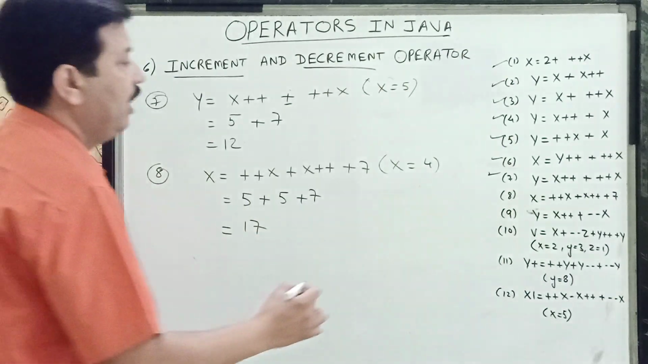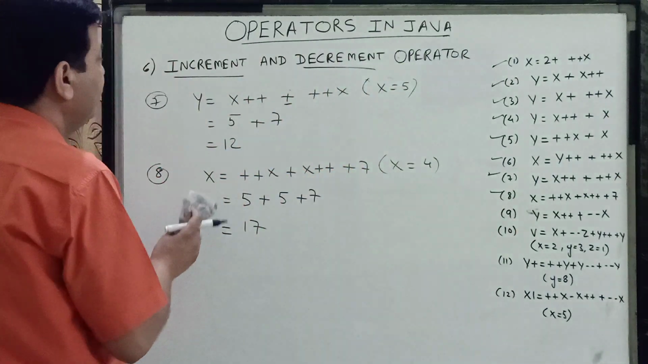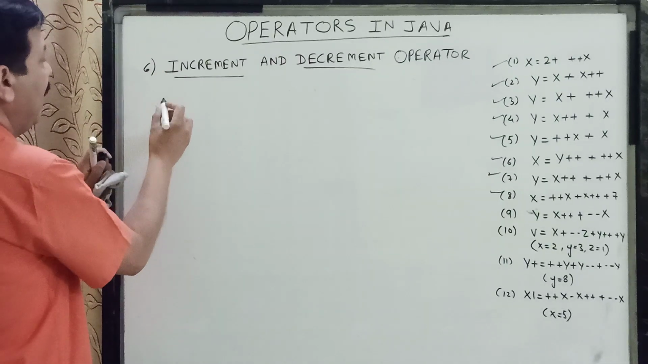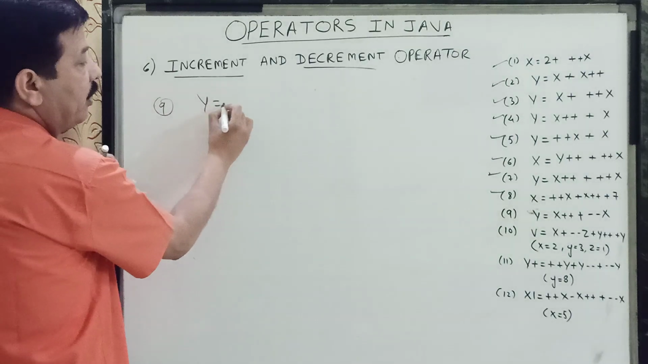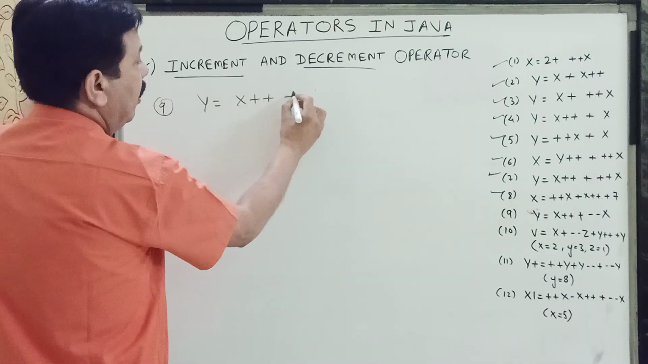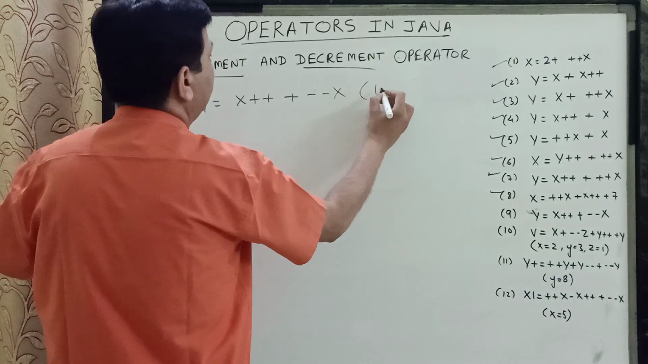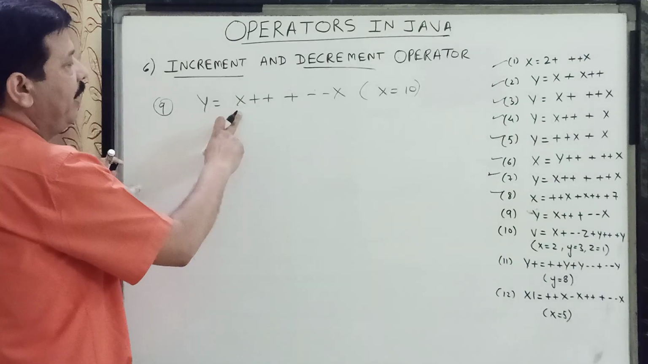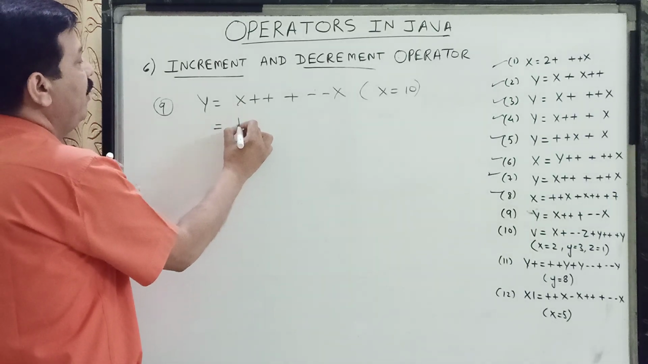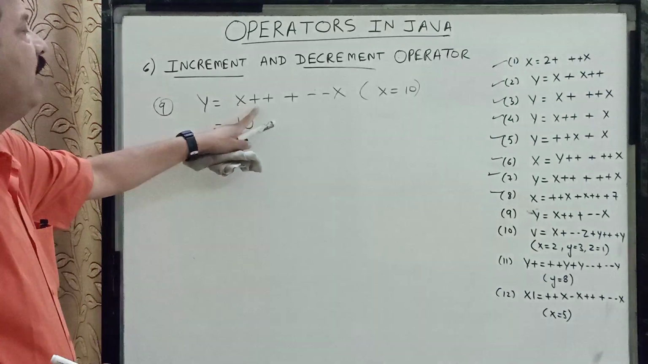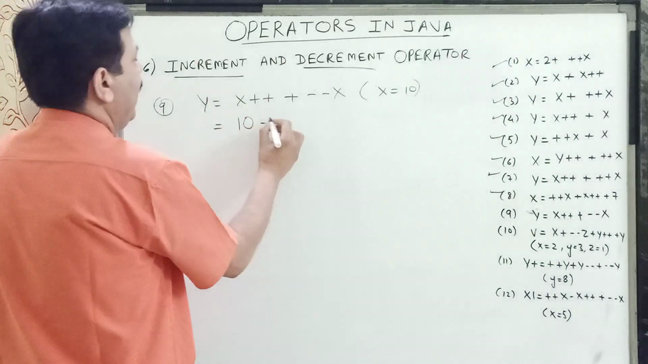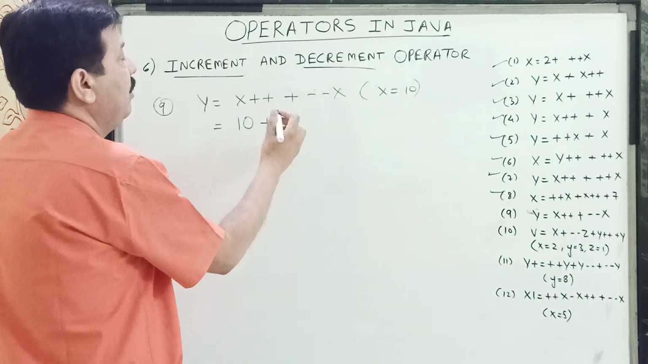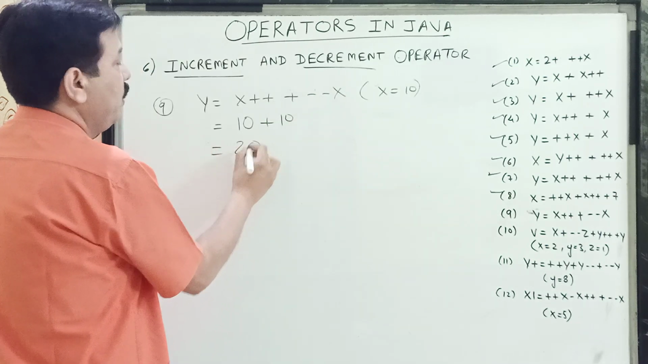So children, these are the questions. Now we will do the 9th one. The 9th one is saying y is equal to x++ + --x, and say children, if x is equal to 10. Since it is a post increment, the value of x will be 10 used. Now it becomes 11. And when we add, now x is 11, but here we have a pre-decrement. So 11 minus 1 again becomes 10. So the answer will be 20.